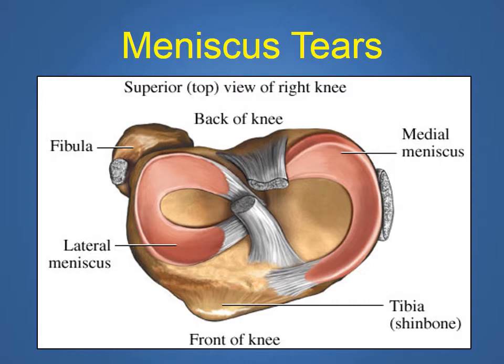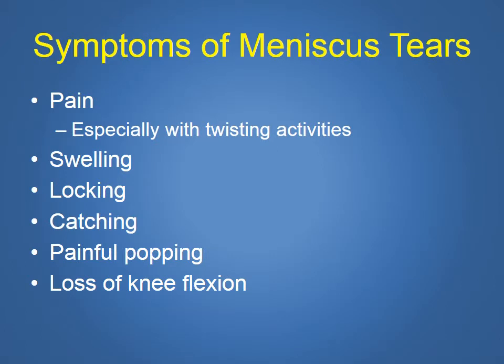Meniscus tears can also occur in older athletes, as this structure tends to degenerate over time and thus become more susceptible to tearing. Patients who tear the meniscus often report hearing or feeling a pop at the time of injury. They typically report pain on either the inside or outside part of the knee. The pain tends to be worse with weight-bearing activities and may be associated with swelling. Patients may also complain of locking, catching, or painful popping in the knee. There may also be a decrease in the ability to flex or bend the knee.